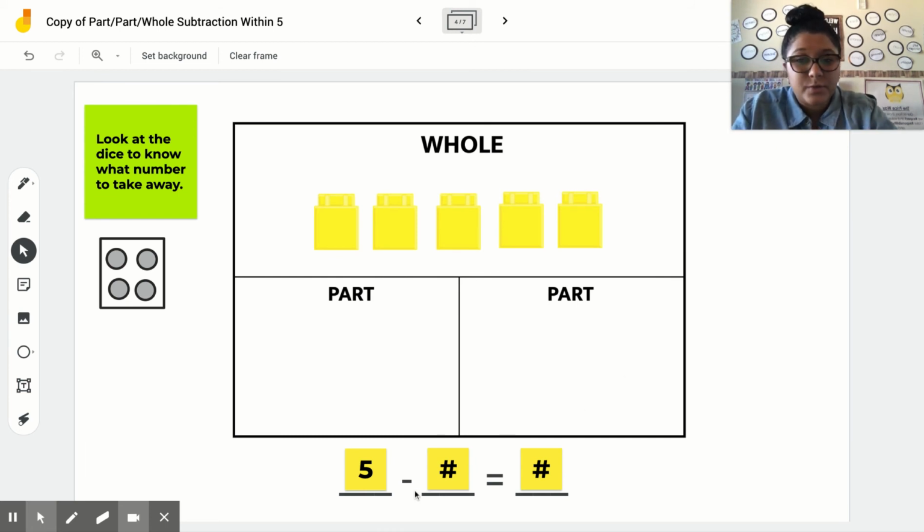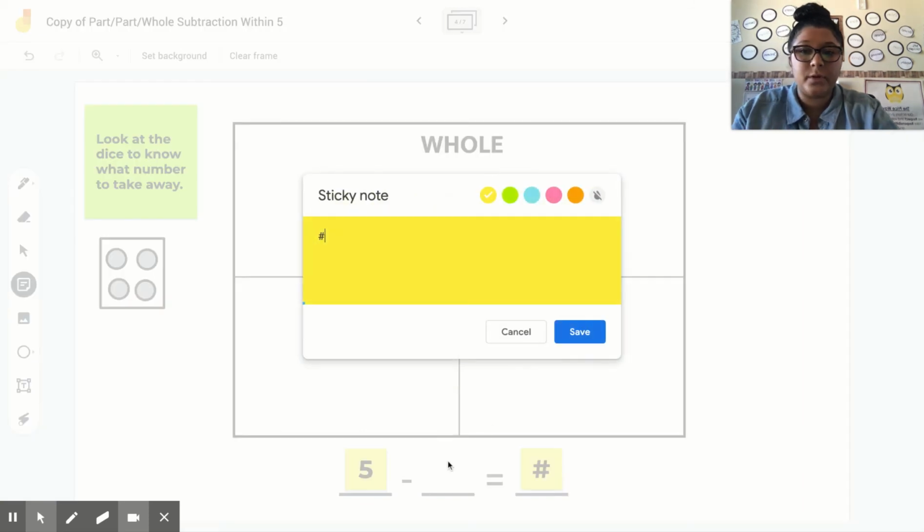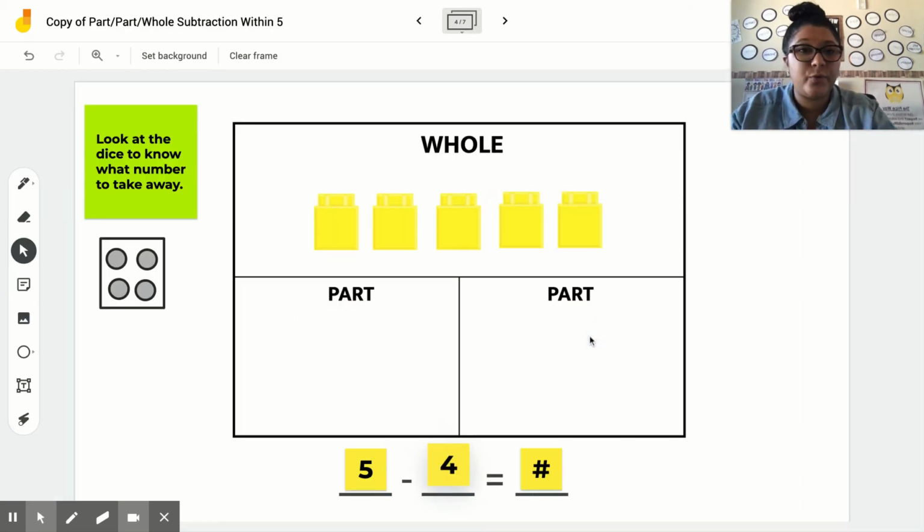What do I do next? Because it says I have to do something. I have to subtract or take away something. Where do I get that number? Where do I find it? Perfect. Here. Good. That's the number. I need to look here to know what I need to take away. So I need to take away 1, 2, 3, 4. Double click. Put that 4 there.